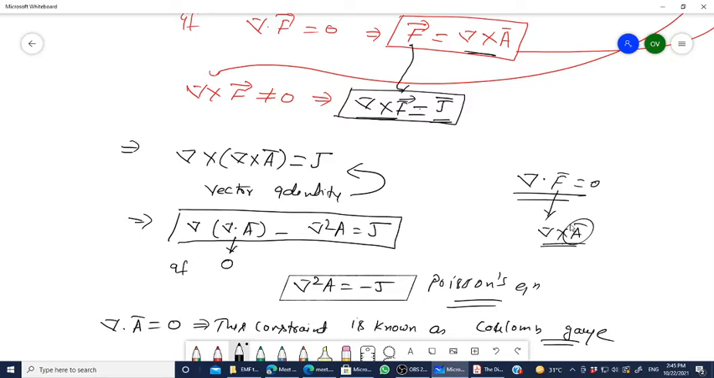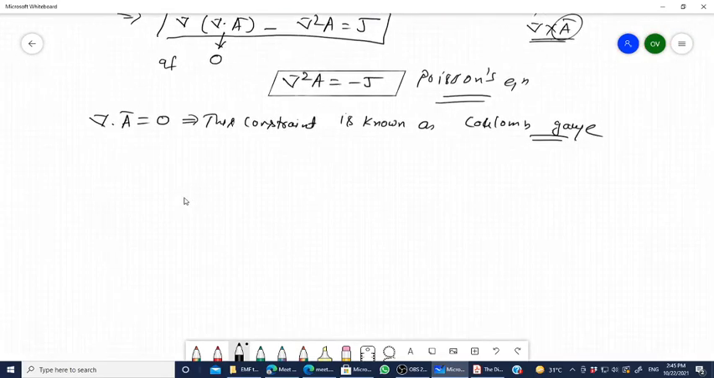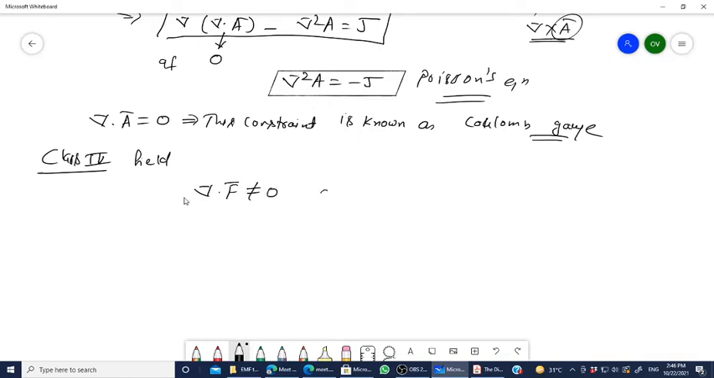Sorry. Okay. Now the last field. The last field is the class 4 field. In this class 4 field, we are going to consider that the divergence of the vector field F is not equal to 0, and at the same time the curl of the vector field is also not equal to 0.